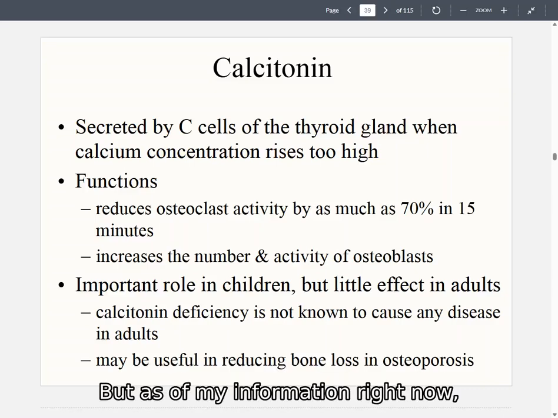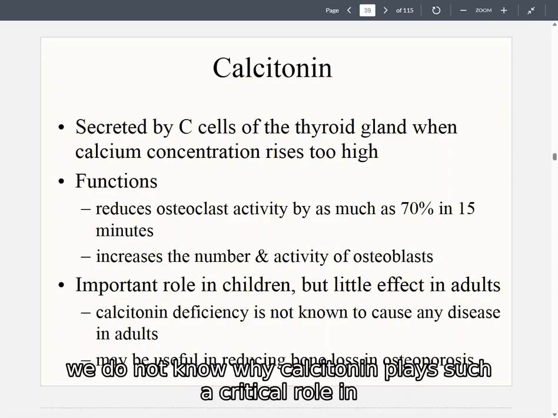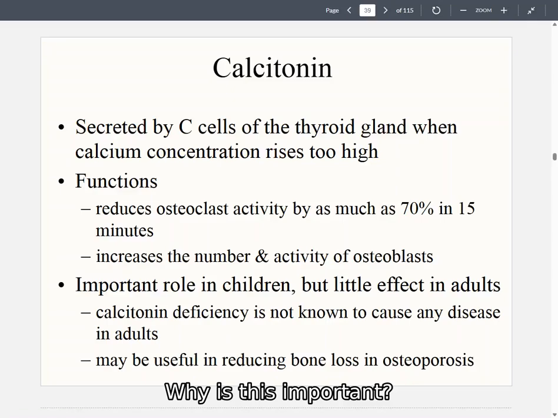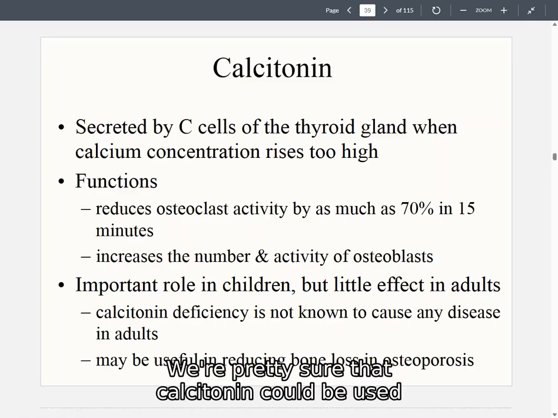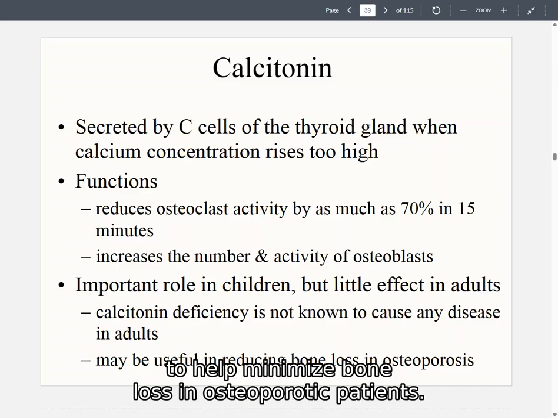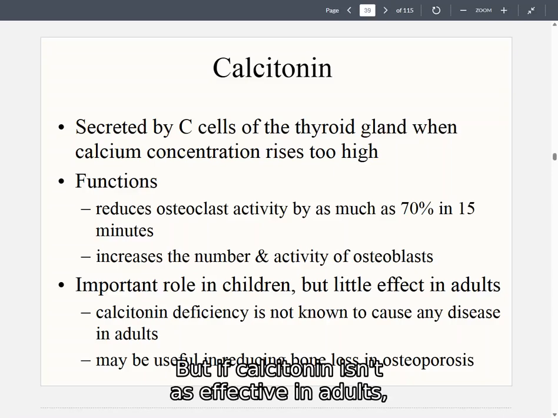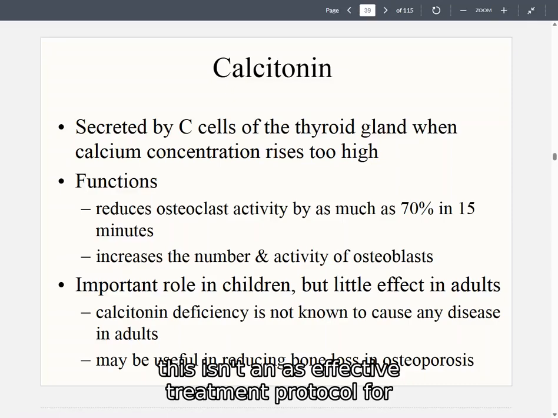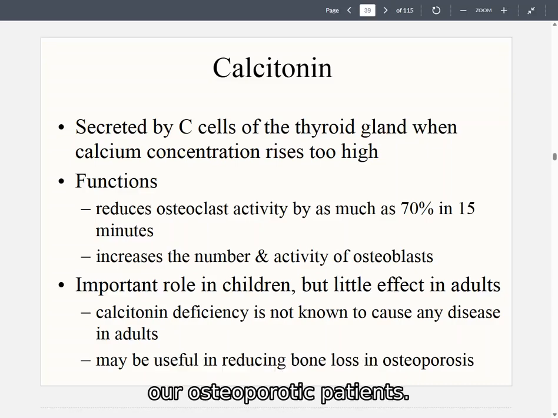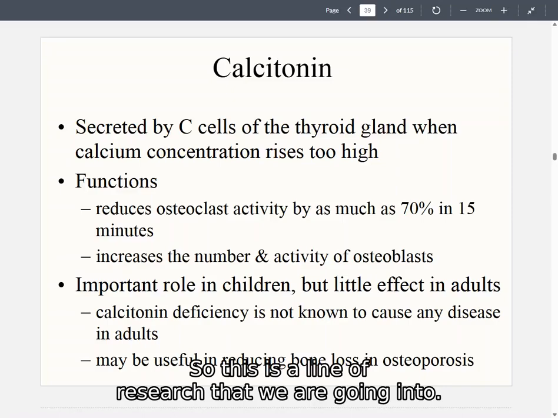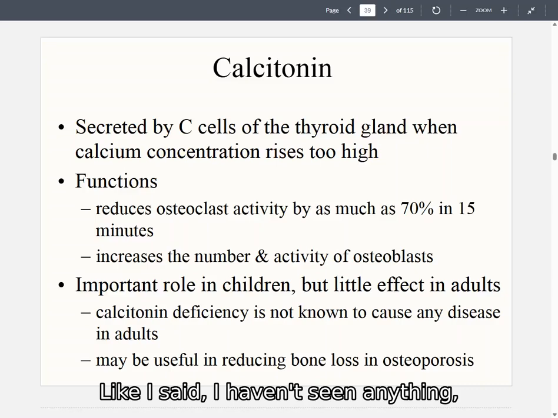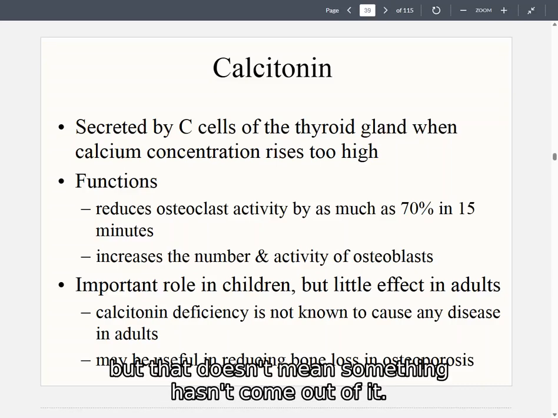But as of my information right now, we do not know why calcitonin plays such a critical role in children but not adults. Why is this important? We're pretty sure that calcitonin could be used to help minimize bone loss in osteoporotic patients. But if calcitonin isn't as effective in adults, this isn't as effective a treatment protocol for our osteoporotic patients. So this is a line of research that we are going into. Like I said, I haven't seen anything, but that doesn't mean something hasn't come out of it.